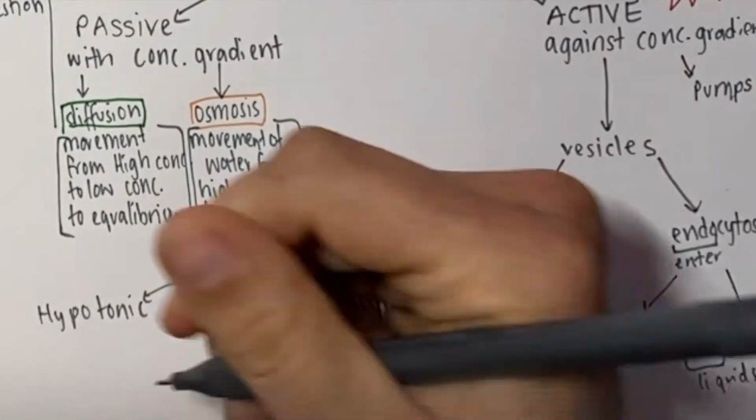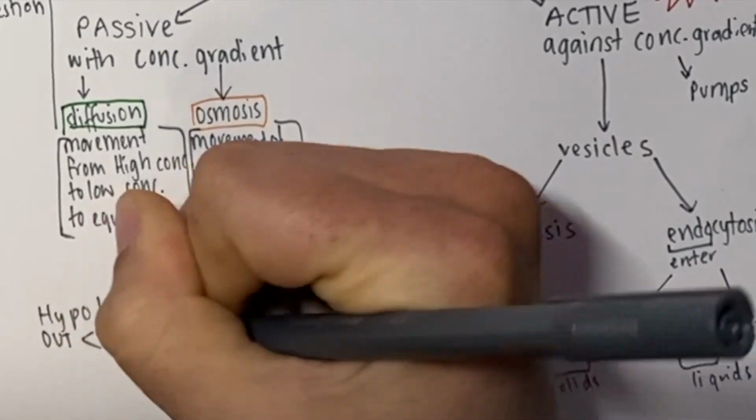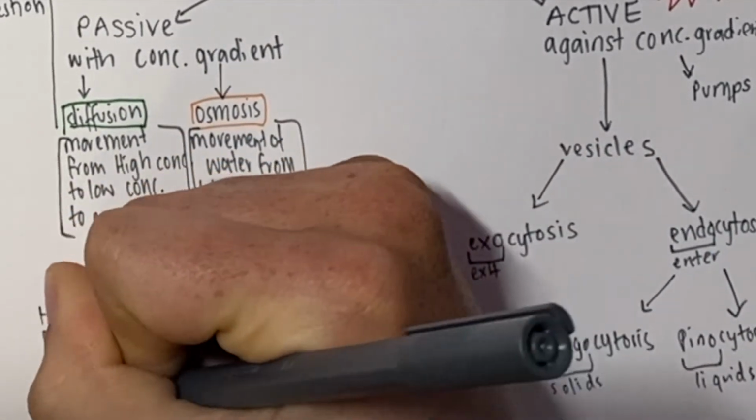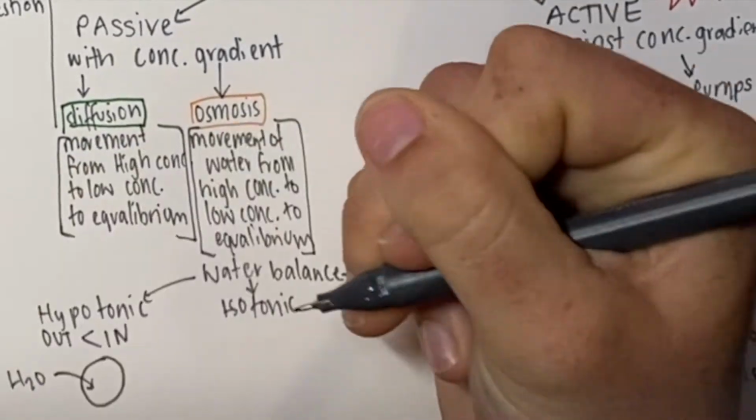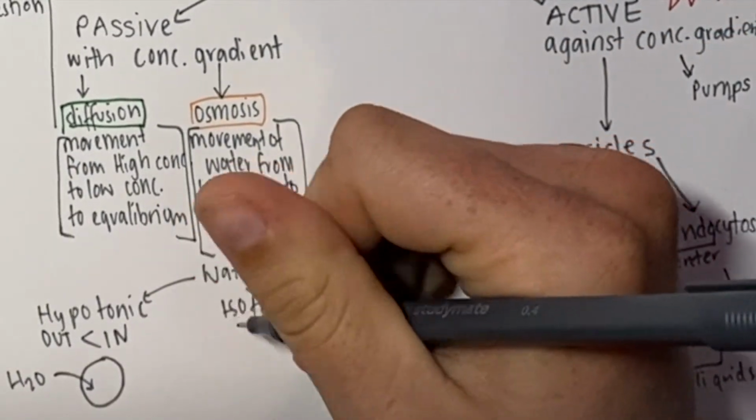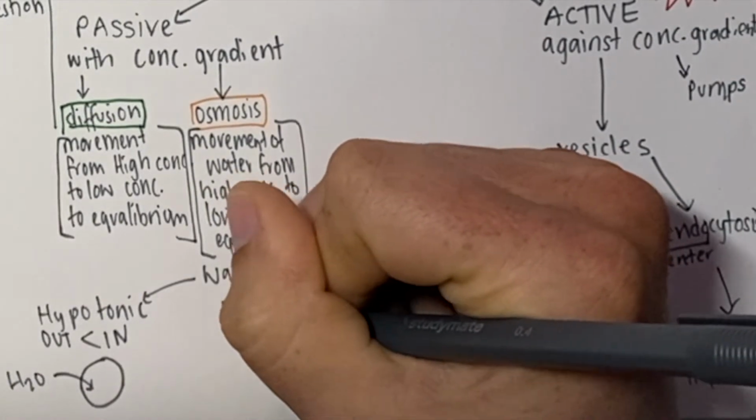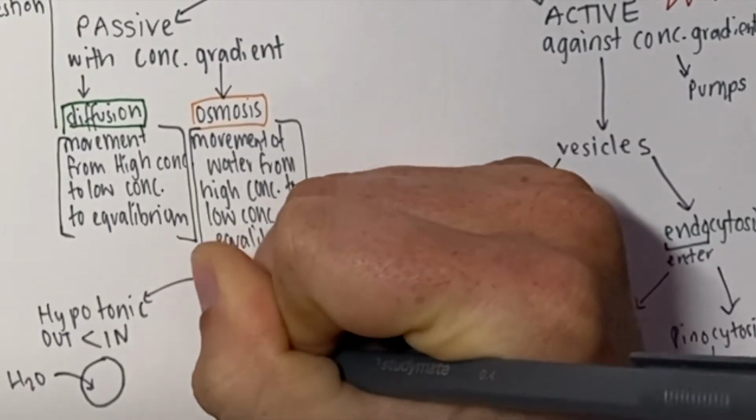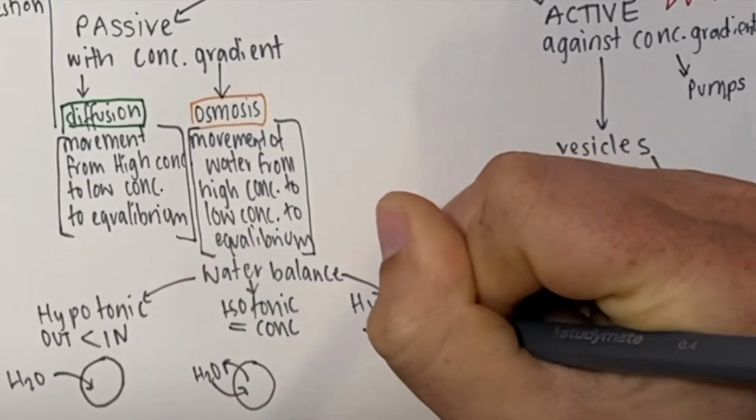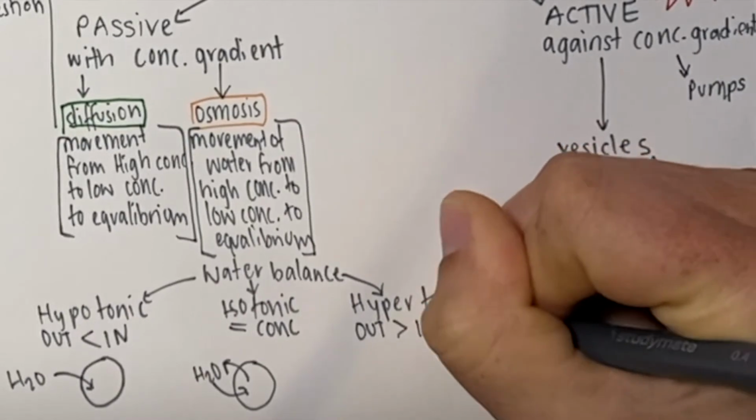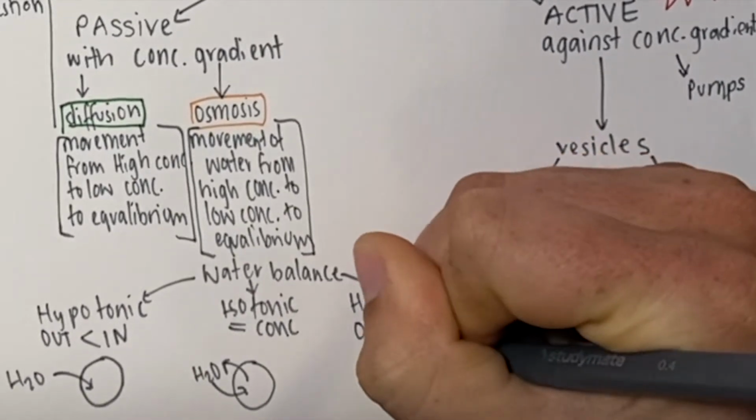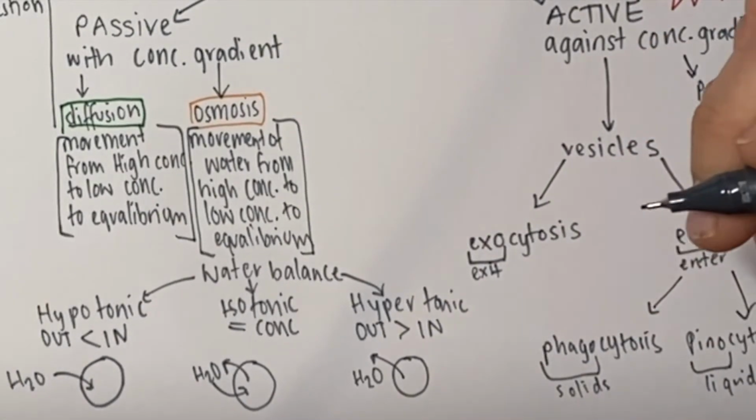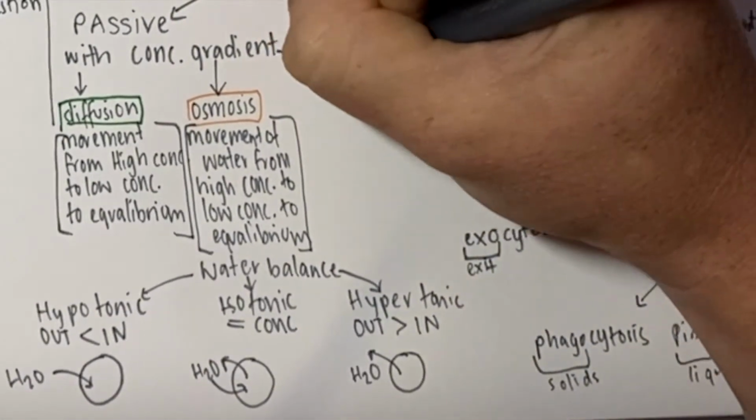In hypotonic solutions, the concentration of water is less on the inside than it is on the outside. So that means water moves into the cell, and the cell will expand as water moves into it. Isotonic is where the concentration is equal and water remains constant, moving in and out of the cell. And in hypertonic, the outside concentration is higher, so water will move out of the cell and the cell will shrivel up.